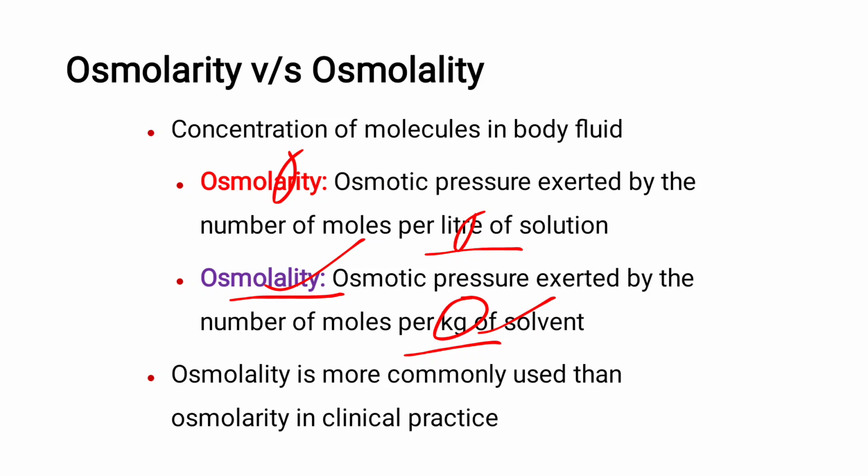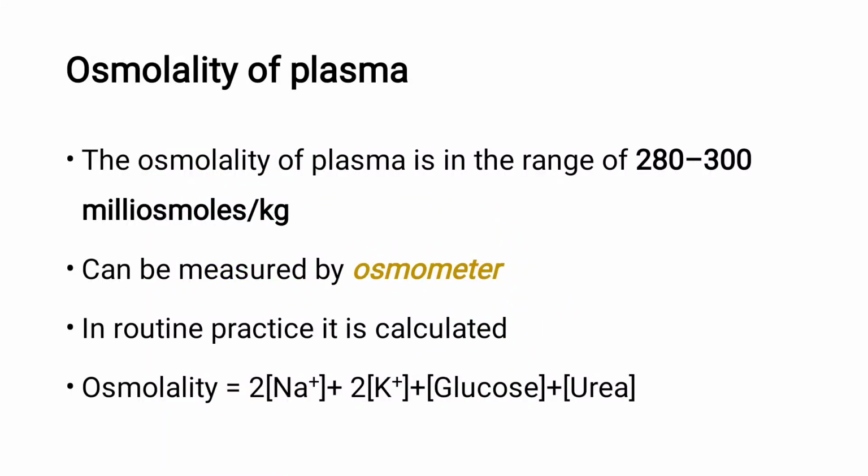Osmolality is more widely used than osmolarity in clinical practice. So let us learn more about the osmolality of plasma. The osmolality of plasma is in the range of 280 to 300 milliosmoles per kg. So the unit of osmolality is milliosmoles per kg. As I said, osmolality is per kg of solvent.